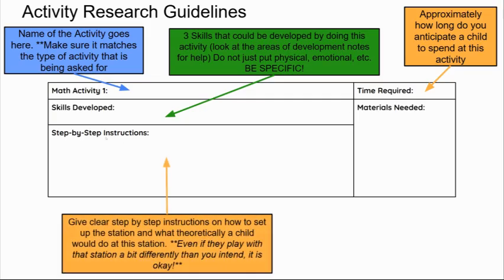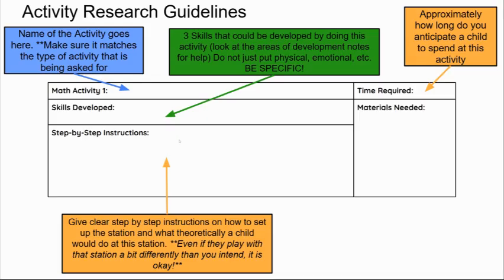Then this is like where the bulk of your points are coming from, the step-by-step instructions. So you want to give clear step-by-step instructions on how to set up the station. That's part 1, how to set it up and what theoretically a child should be doing at said station, right? Remember how we talked about how even if we set it up a particular way, they might not play with it in that way, but how would you expect them to play with it if all went your way?